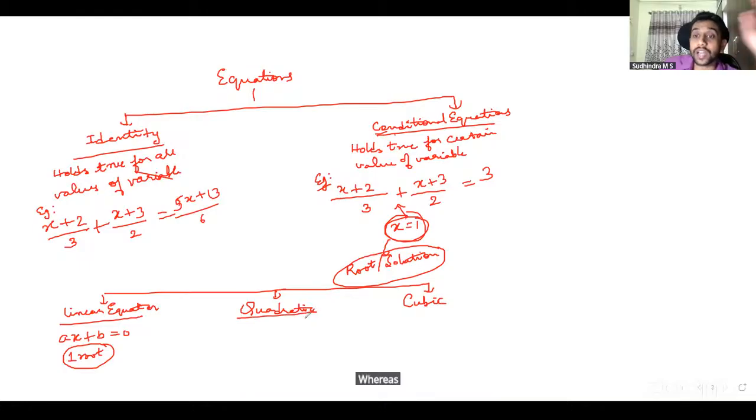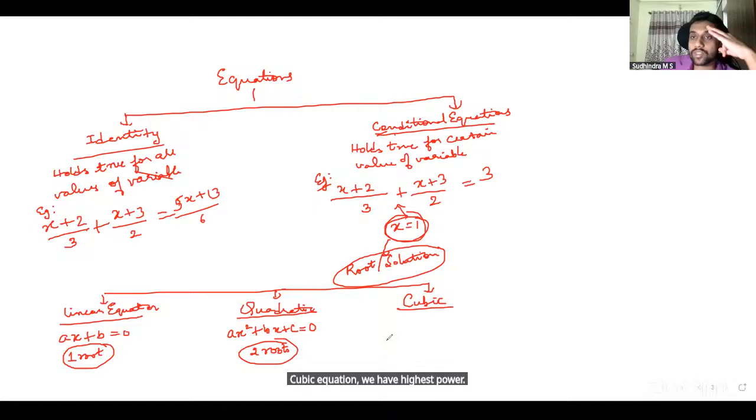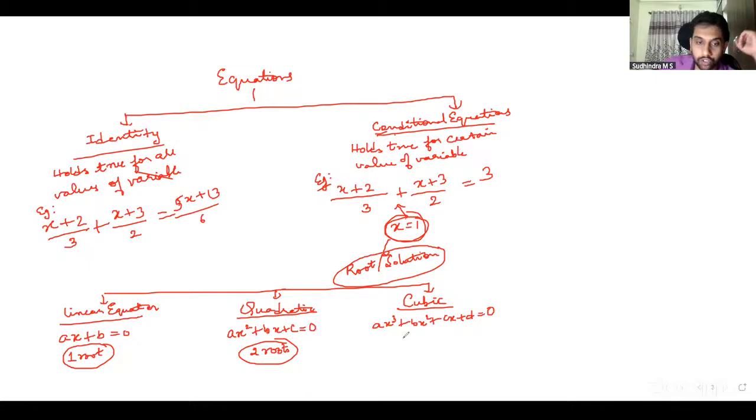Whereas quadratic equation, highest power is 2. It will be ax square plus bx plus c equals 0 in that form. So in such cases, we'll have two roots, two solutions. Cubic equation, we have highest power 3. ax cube plus bx square plus cx plus d equals 0 in that form. Here, how many roots should we have? 3 roots. 3 solutions. Are we following? Yes, sir.